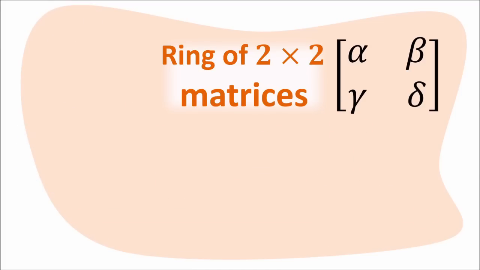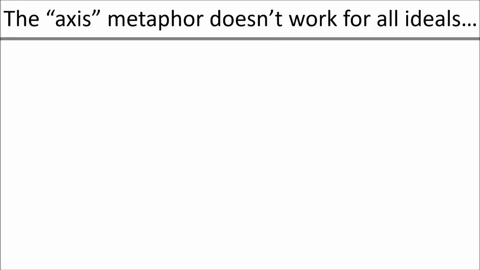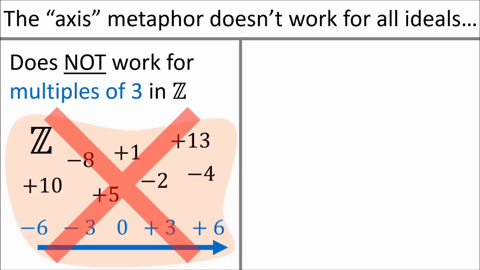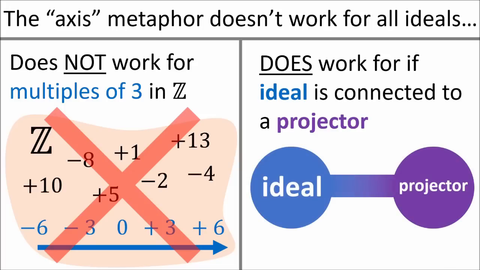We could also break this ring up into right ideal subsets, where only the top row is non-zero and only the bottom row is non-zero. This can be thought of as a different pair of axes for breaking up our ring members into ideal components. Now, this axis metaphor doesn't work for all ideals. For example, it does not work for the multiples of 3 inside the integers. But the metaphor does work if our ideal is connected to a projector.